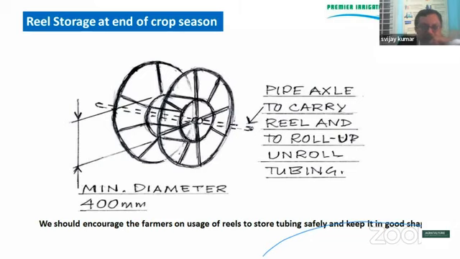You're extending the life and also keeping the entire thing in very good shape. So this is the safest and easiest method, and we at Premier Irrigation definitely will be able to support you on these activities. And this is what you are actually seeing on the storage of the drip tubing for a very good life of minimum 5 to 7 years.